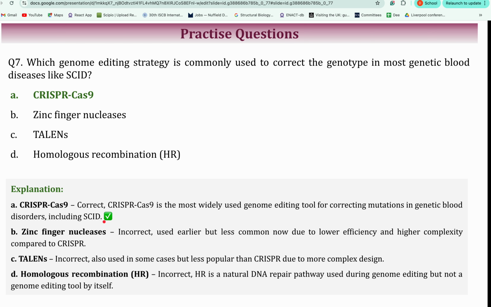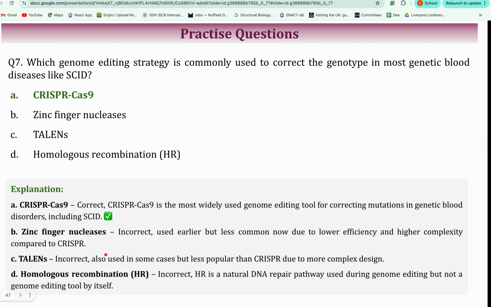Now, the second option was zinc finger nucleases. This is incorrect because it was previously used and it is now less common due to the low efficiency and high complexity compared to CRISPR. Then come TALENs. A similar reason applies to TALENs also. This is also incorrect because it is used in some cases, such as where we want to treat the mitochondrial genes, but it is less popular than CRISPR due to the more complex designs.